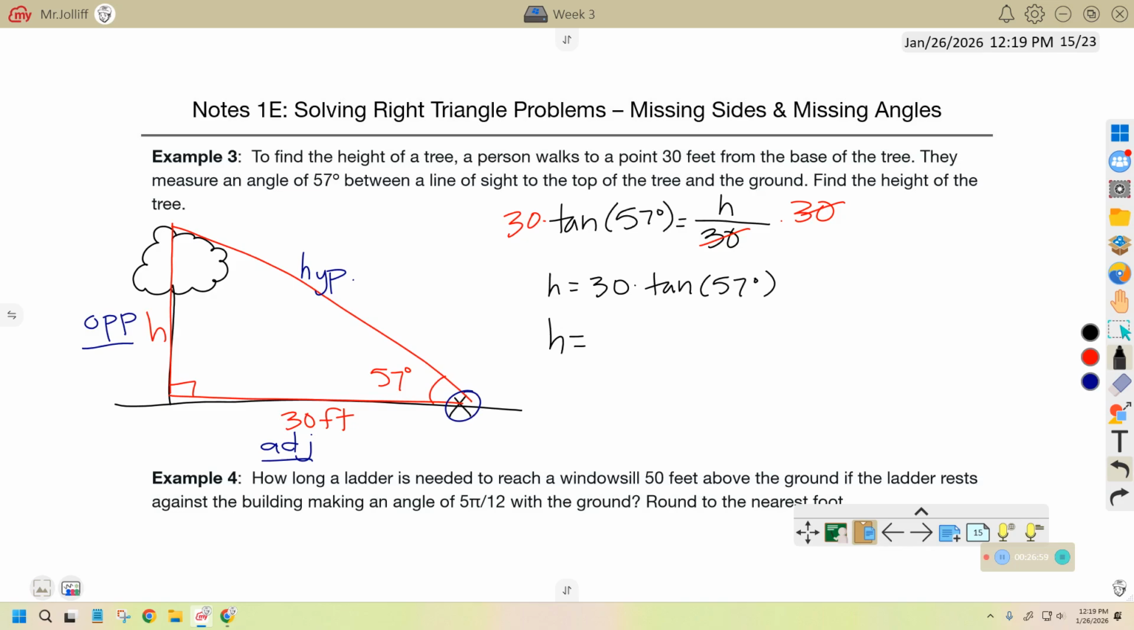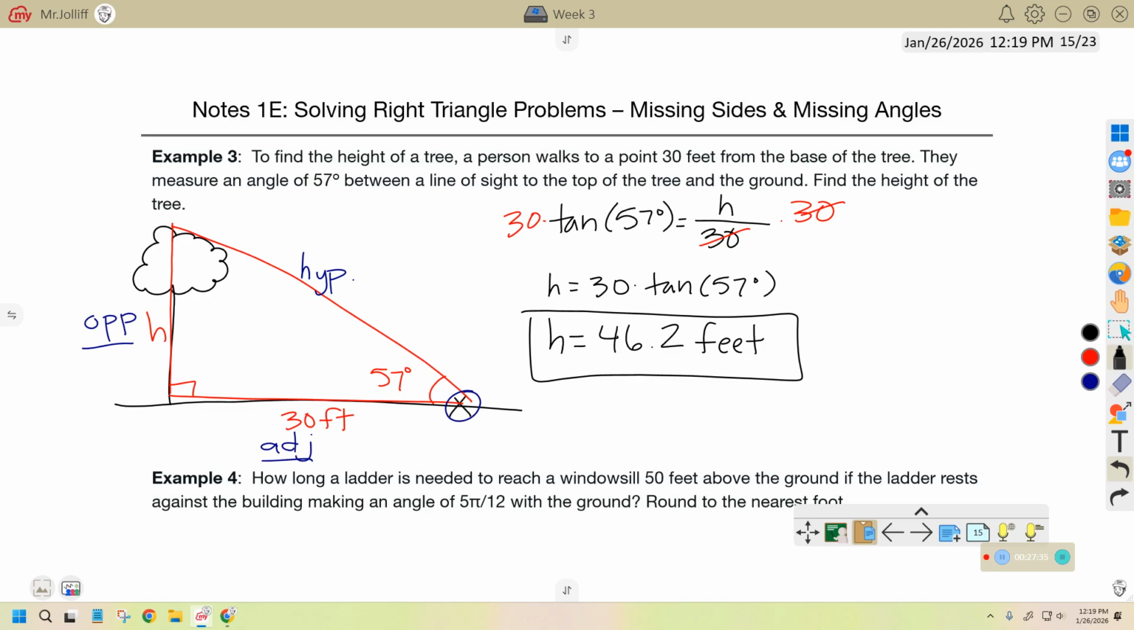Did you get a number, Ziza? What did you get? Not 1.9, we rounded to 2. Yeah. 46.2 what? Feet. Very good. If we started with feet, we end with feet. So the tree is 46.2 feet tall. Good. Very good. Questions on example 3?